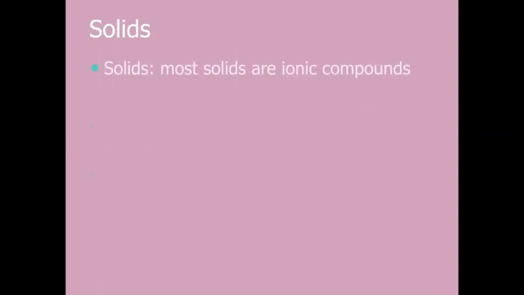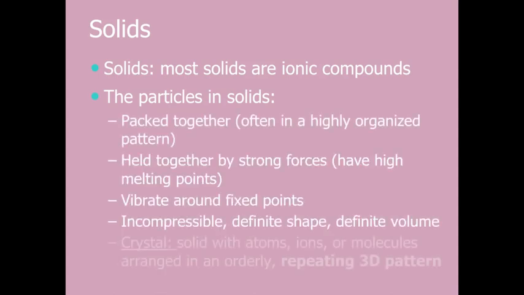So our first state of matter, and a lot of this will probably be a review for you, but I just want to touch on it really quickly so that we can refresh our minds. So our first state of matter is solids. Most of the solids that we look at are ionic compounds. And a few characteristics of our solid are that they're packed together. They're held together by strong forces, which means that they have really high melting points. It's going to take a lot of energy to break those forces. And they vibrate around in fixed points. They're incompressible, they have a definite shape, and a definite volume.